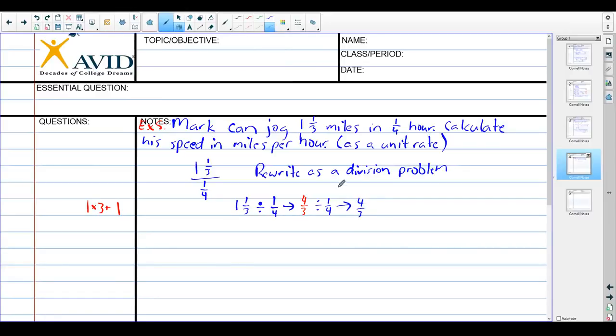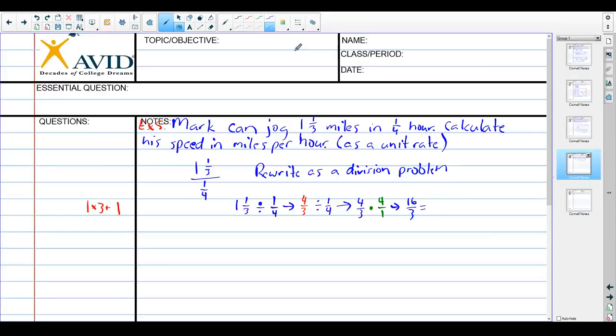So our first number stays the same, 4/3. And then division becomes times. And then 1/4, we flip that over to get 4/1. So then we just multiply. Nothing really to simplify here. So this becomes 16 up top, 4 times 4, 3 on the bottom. So 16/3, we can rewrite that.